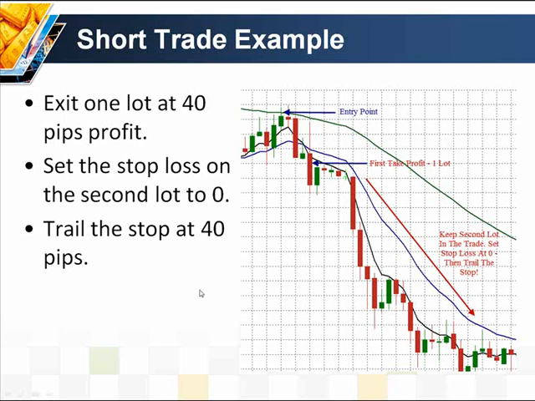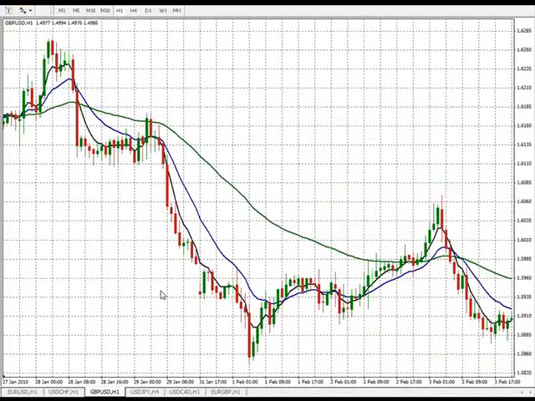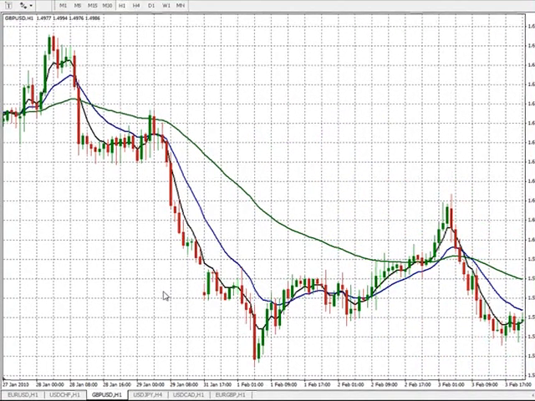Okay, let's just move on to MetaTrader 4 and take a look at some real trade examples on the MetaTrader platform so you'll know better how to look for the entry points and to manage your trades as you're in them. Okay, let's take a look at a couple of example trades using short trades and this system.